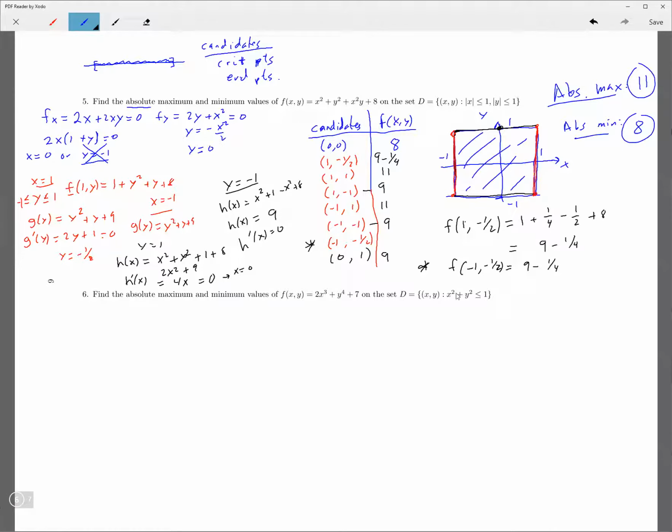Yeah, when it says that it's on a set, then the set involves an inequality. So it's basically, look for critical points inside, and then start restricting yourself to the boundary.